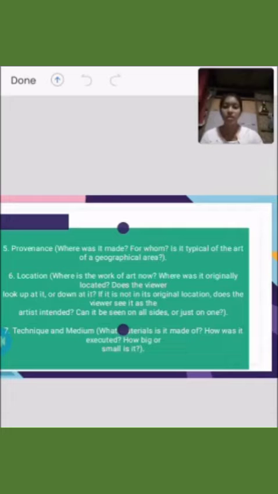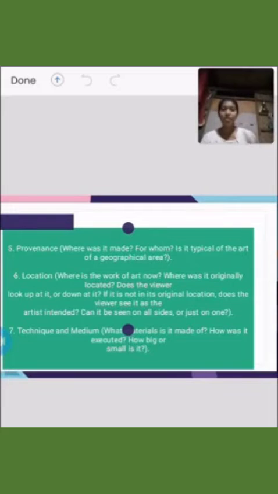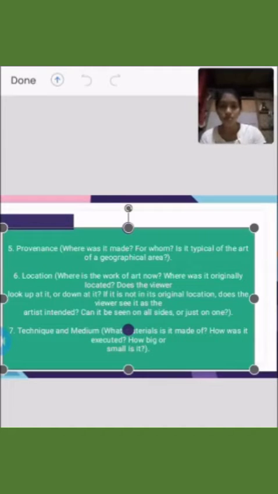Number 6, location. Where is the work of art now? Kung asa ang arts karon. Where was it originally located? Does the viewer look up at it or down at it? If it's not in its original location, does the viewer see it as the artist intended? Can it be seen on all sides or just one? So location, kung asa siya gibuhat jud or asa jud ang original location.